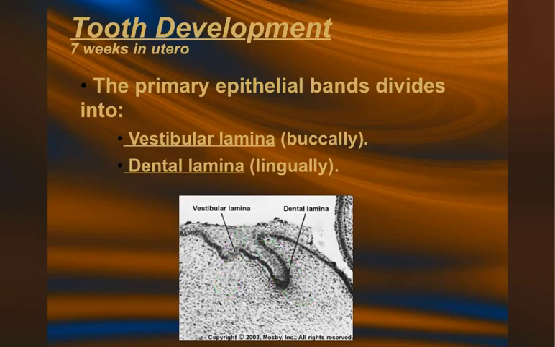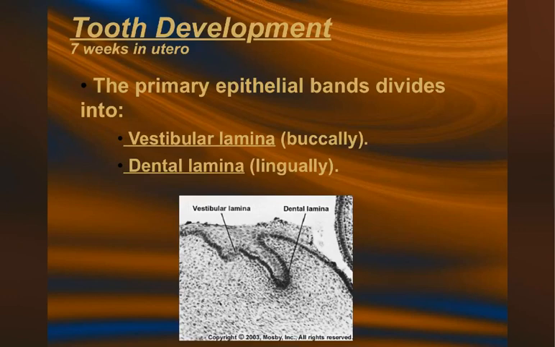The vestibular lamina is involved in the formation of the vestibule, which is the area separating the future tooth-bearing region from the face, including lip and cheek. The dental lamina is the one that's involved in dental development and the formation of teeth.